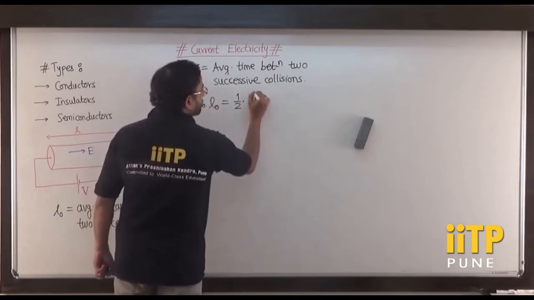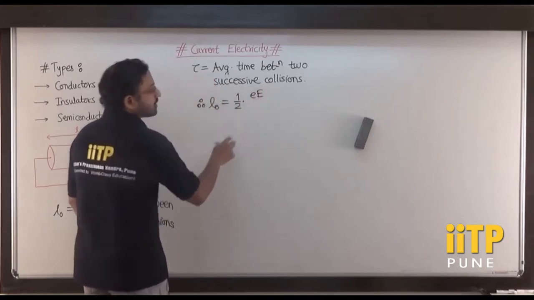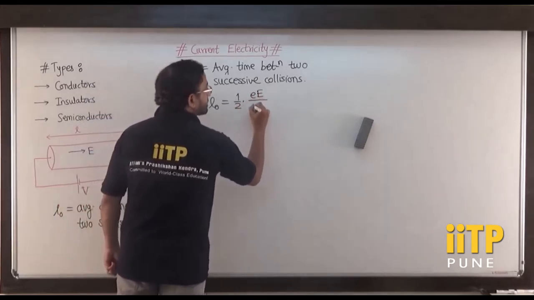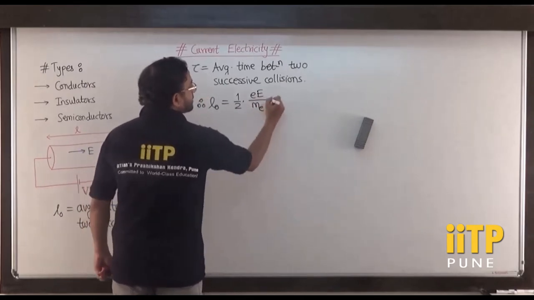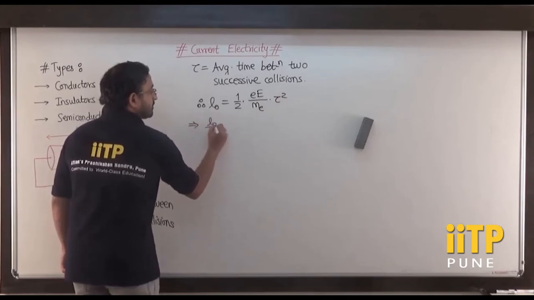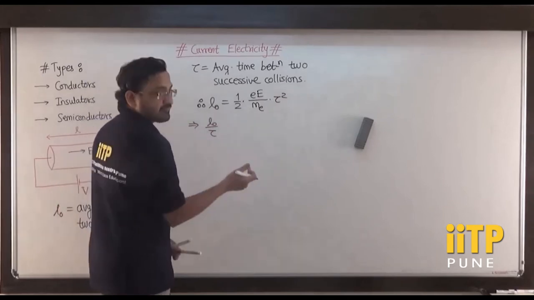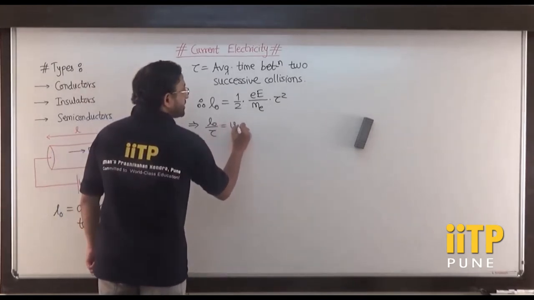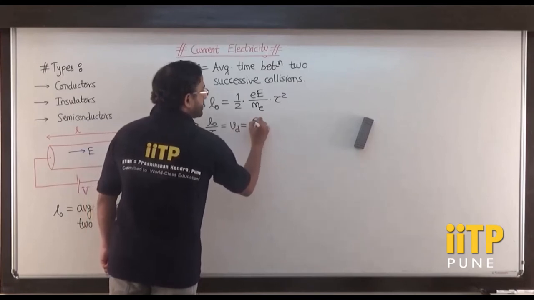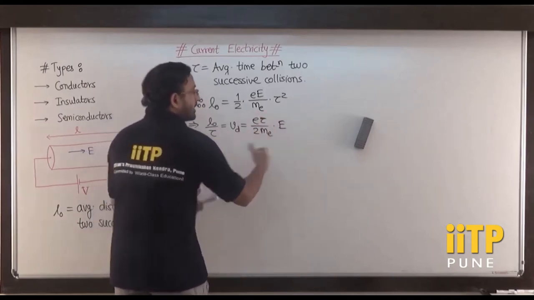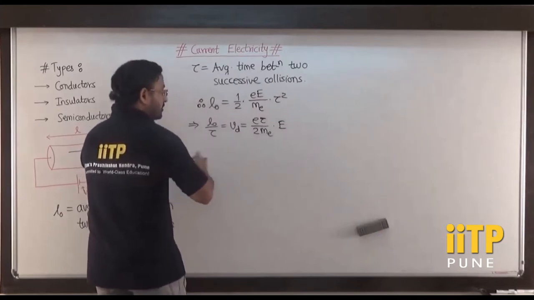The force acting on the electron is charge times electric field. So this is the force acting on the electron, charge times the electric field, divided by the mass of the electron m e, and that multiplied by tau square. So we now get a quantity L naught by tau, but L naught by tau by definition will become the drift speed Vd, and that turns out to be equal to e tau divided by 2 m e multiplied by the electric field. We will maintain this quantity. It is an important quantity, and we'll call this equation 1.